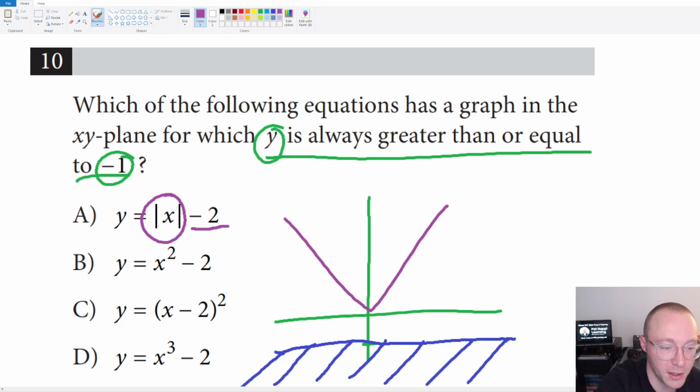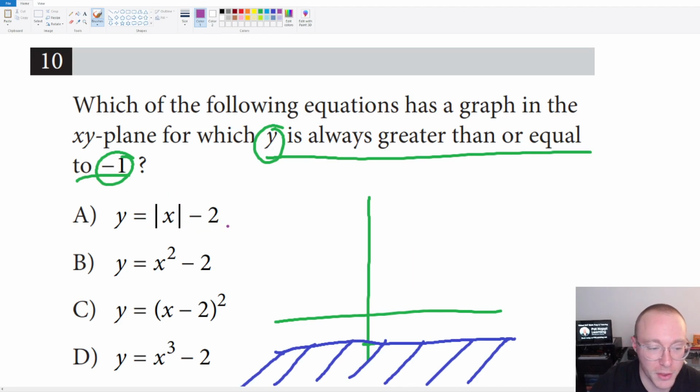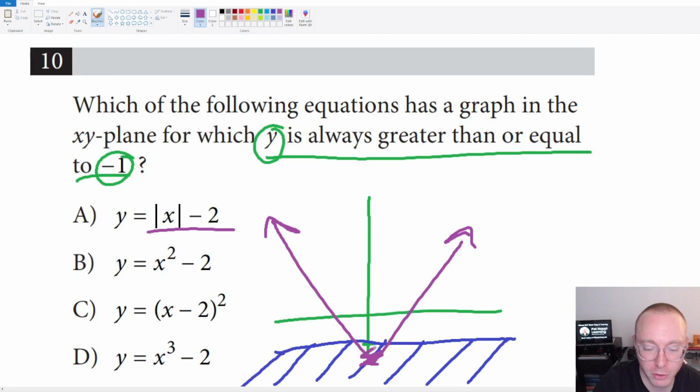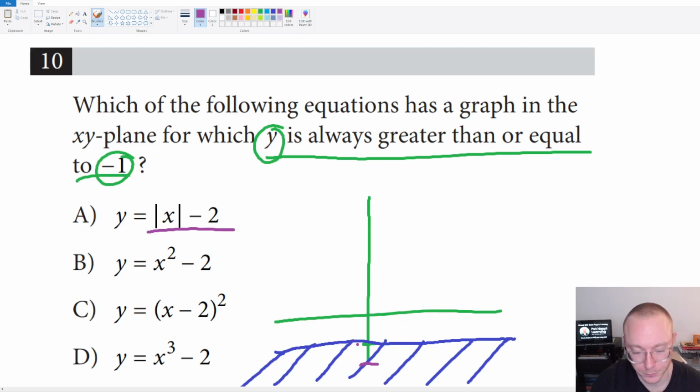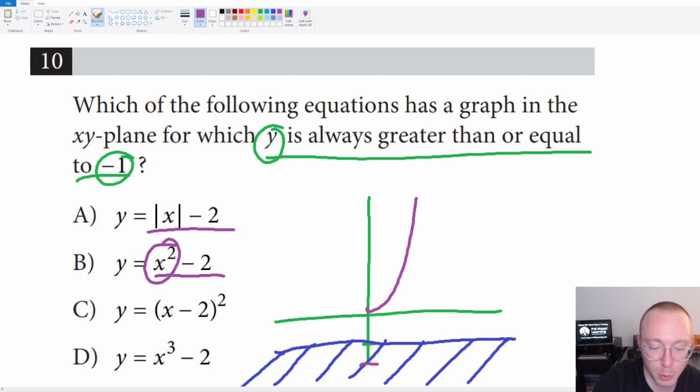But we're going to see that this -2 is there, and that just means that we're going to take that V and it's going to go down 2 units below, and it's going to emanate from that point. And that means that part of this graph is going to be below the line y equals -1. So that one's not going to work. If we look at x squared minus 2, which is choice B, we would maybe be thinking x squared, okay, that's a parabola.